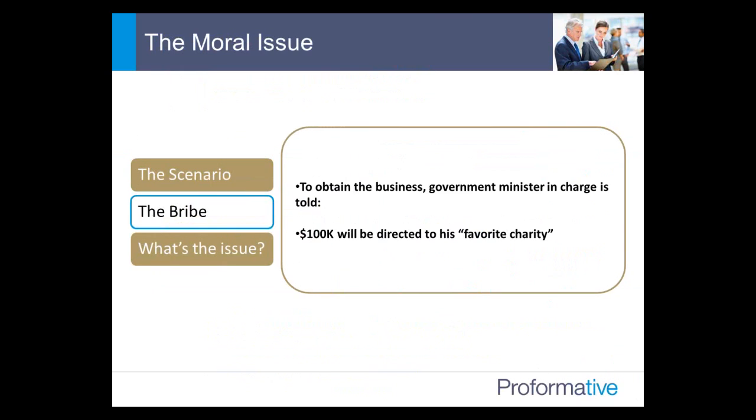And let's say that you, as part of this organization that builds trains, in order to obtain the business, let's say you're a sales executive, let's say to obtain that business from that government minister in charge, you tell that government minister that, you know what, it's a big deal, it's a $100 million deal, I'll slip $100,000 into that deal, and we'll direct that to your favorite charity.